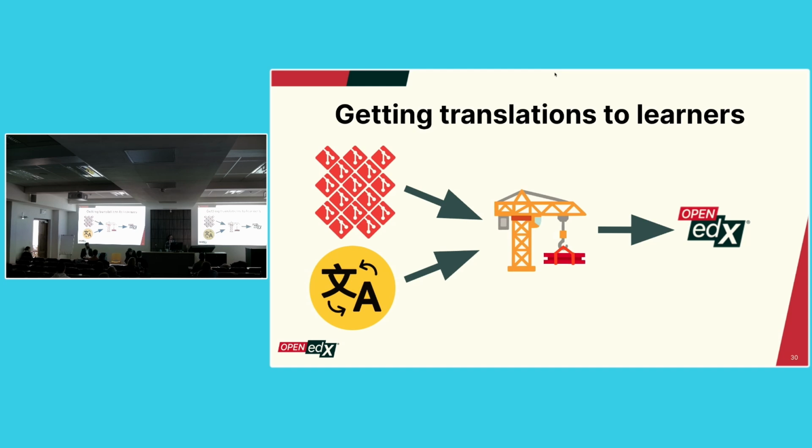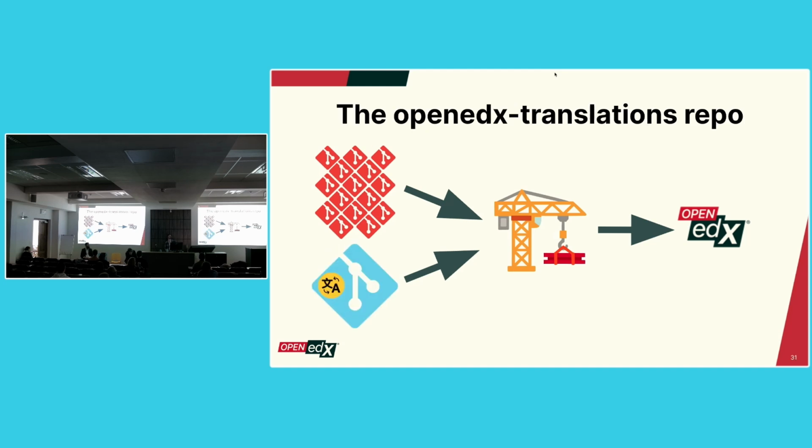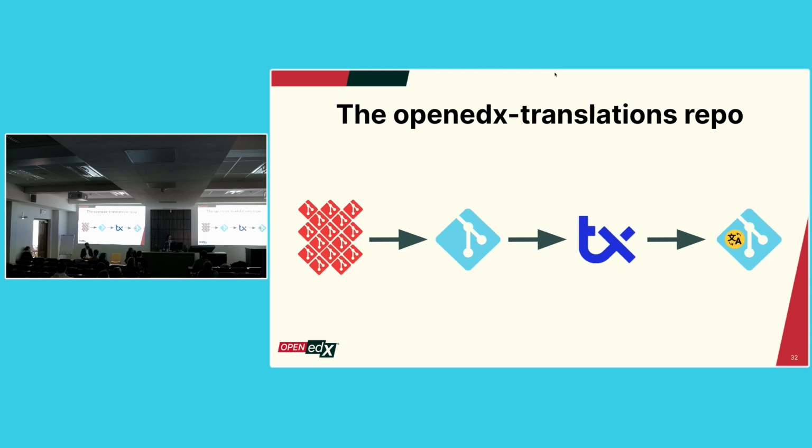And so that's where we got to the OpenEdX translations repo. And so now we have one repo where all of our source strings and our translated strings can live, and we can take those, combine them, and build a translated platform for learners. And so how does this work?